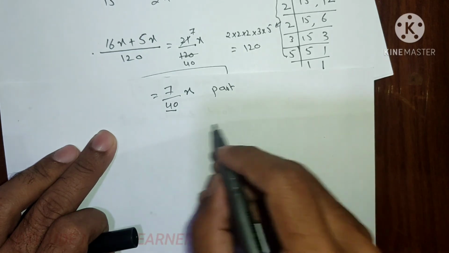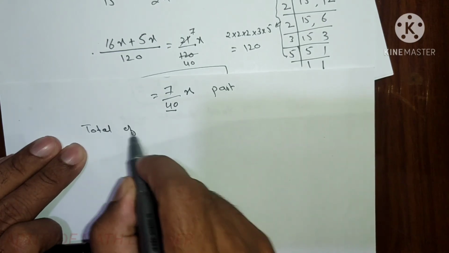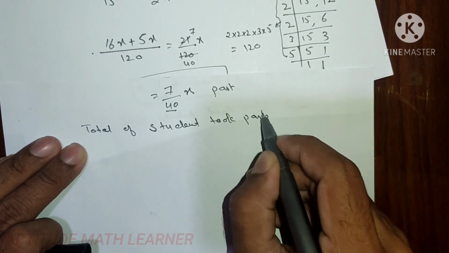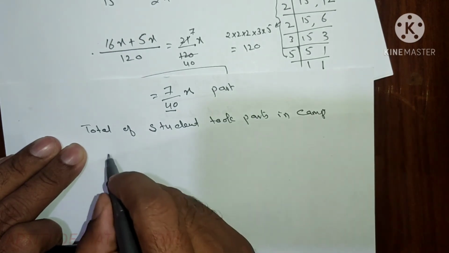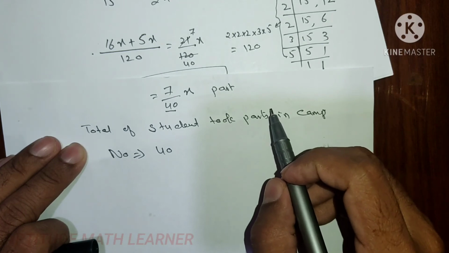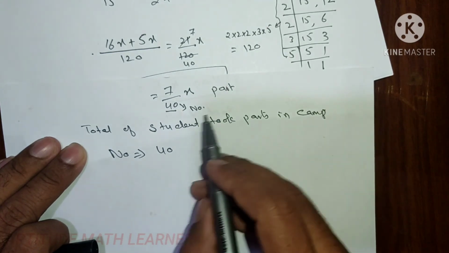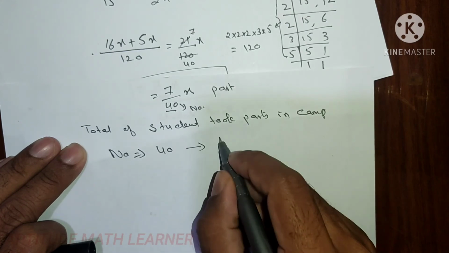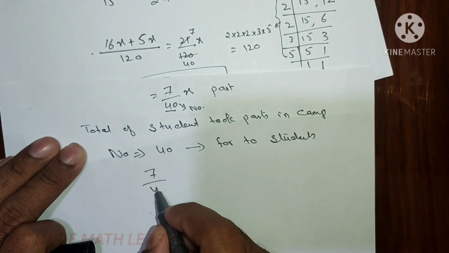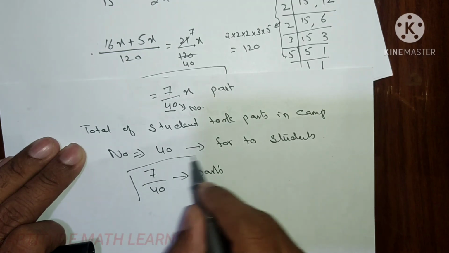Now what does this mean? 40 means the total number of students who took part in the camp. The number is equal to 40, the same thing as we discussed at the top. 40 means 40 total students, and here we get the answer 40 for total students, and 7 upon 40 for the parts. This is the answer.